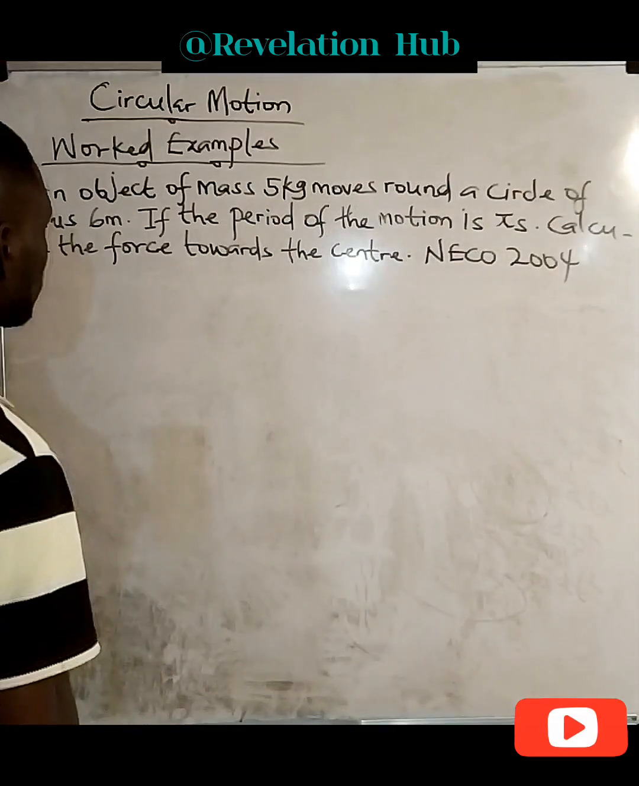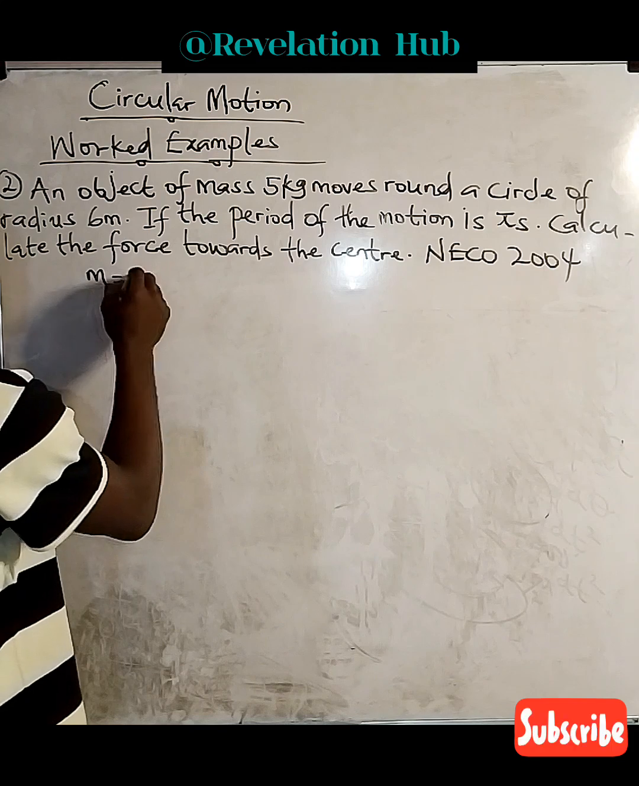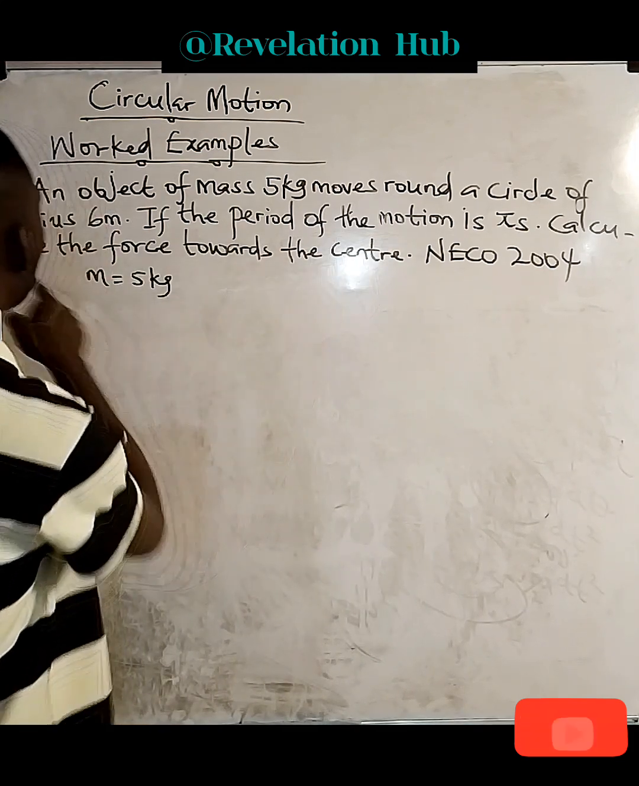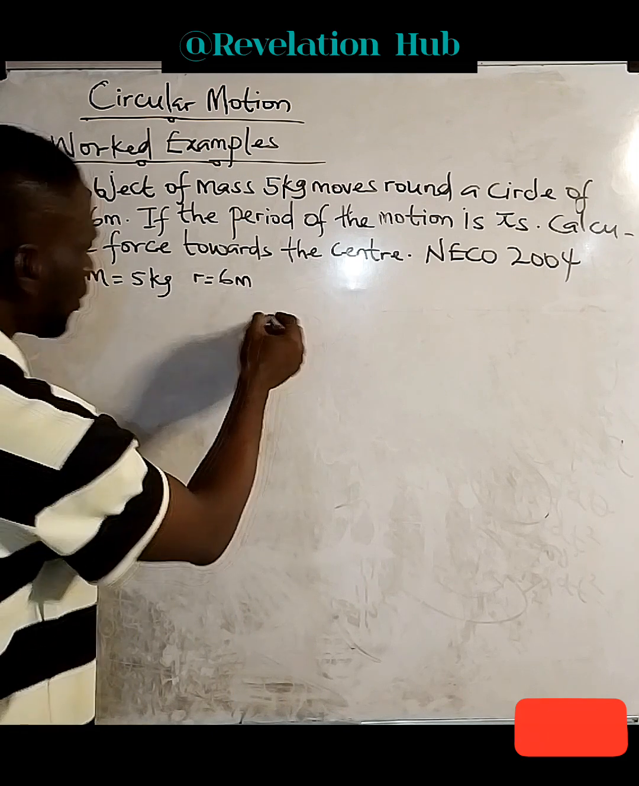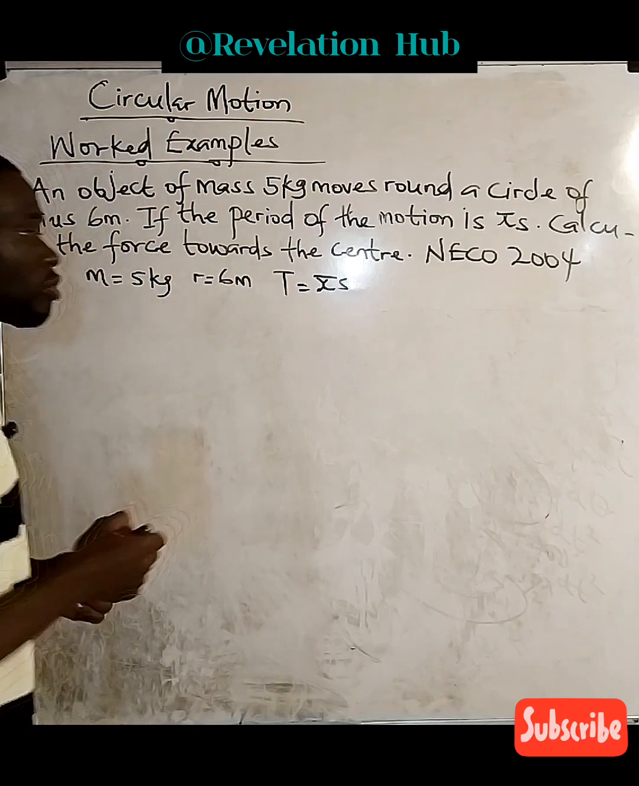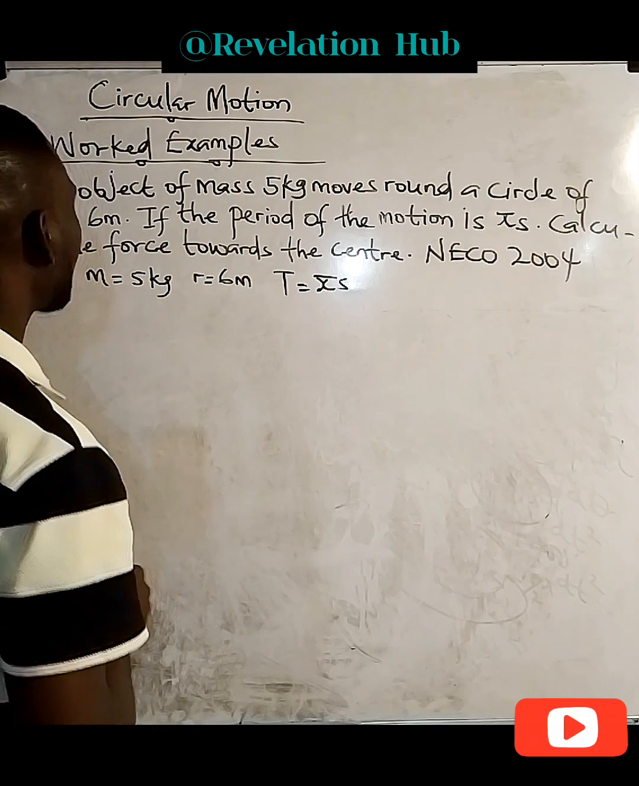So what do we do first? The first thing I'm going to do is to take out the parameters. Now we have an object with a mass of 5 kg that moves around a circle of radius 6 meters. Now if the period is pi seconds, don't forget that pi is 3.142, but we're going to leave pi this way, in this format. So we are asked to calculate the force.